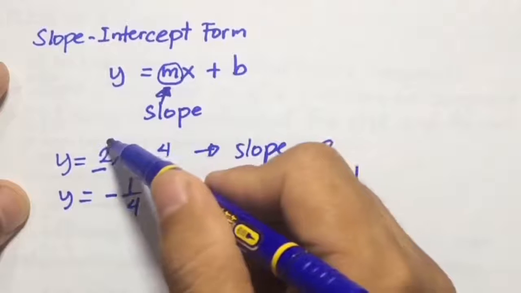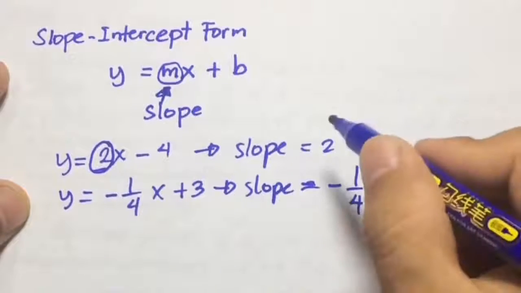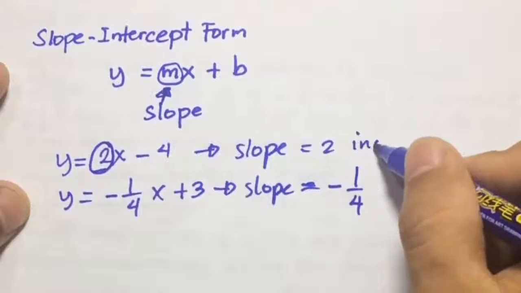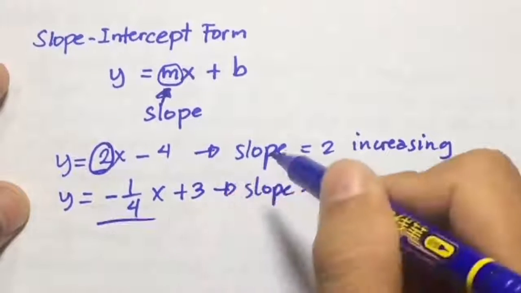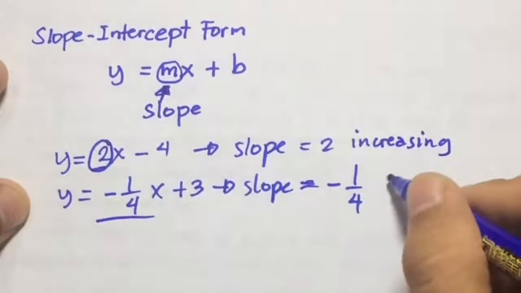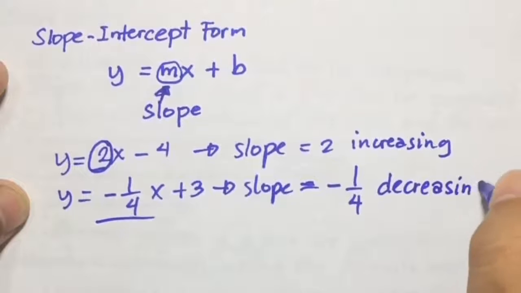And in here, you can also determine the trend of the given linear equation. So for example, this one is 2. The slope is 2, meaning the trend here is increasing from left to right. And this one is negative, therefore the trend here will be decreasing from left to right.